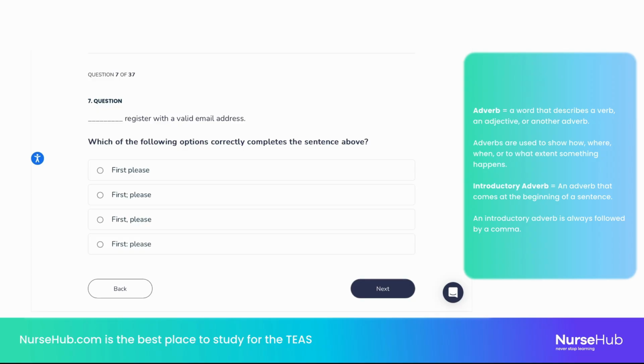Now here we have what is called an introductory adverb. With an introductory adverb, it does require a comma after the adverb. What is the adverb here? The adverb is first. Now, if you did not know that, how would you approach this question? Because I kind of already gave the answer away. It's C, right? How do we handle this?